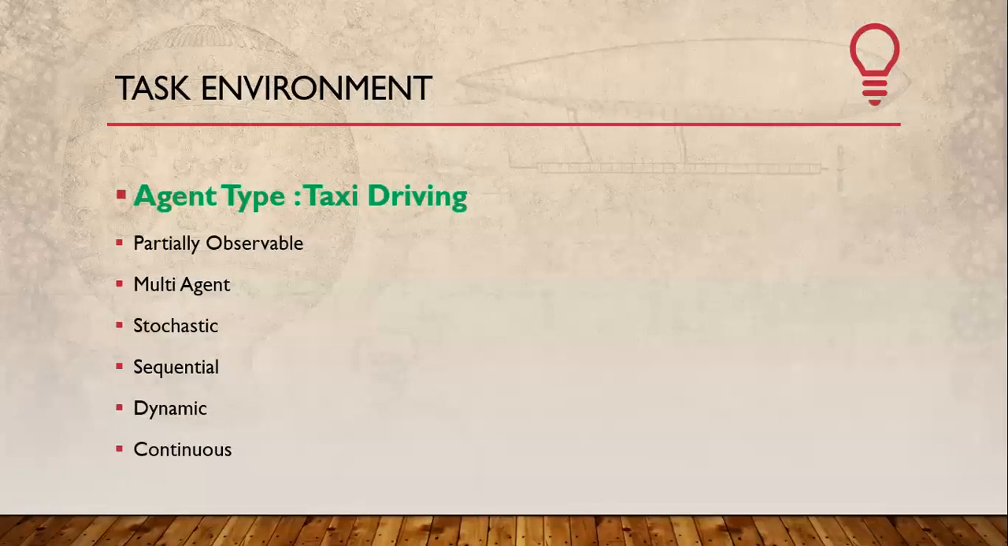It is stochastic, the environment can throw certain randomness. And sequential, which means whatever previous percept or whatever the previous thing that the taxi driving agent has done, it is going to help to take the current action also. Yeah, so this is the environment type for the taxi driving agent.